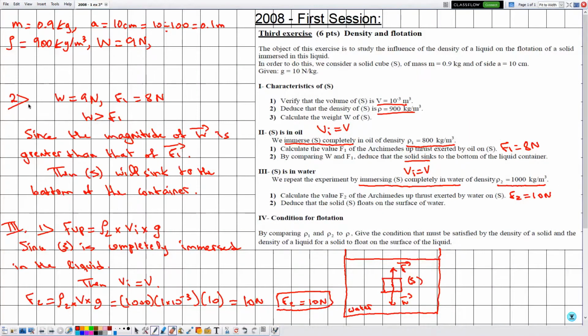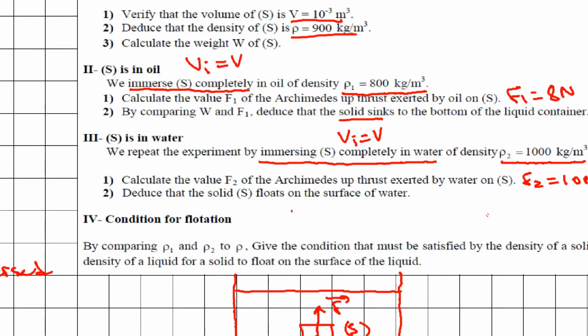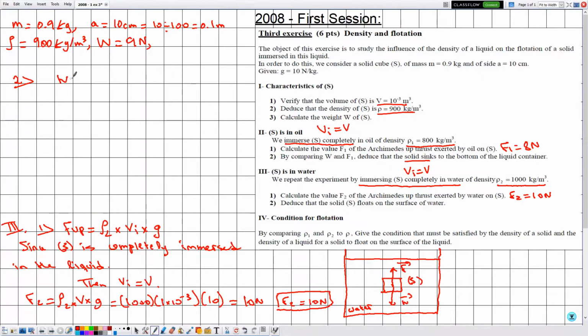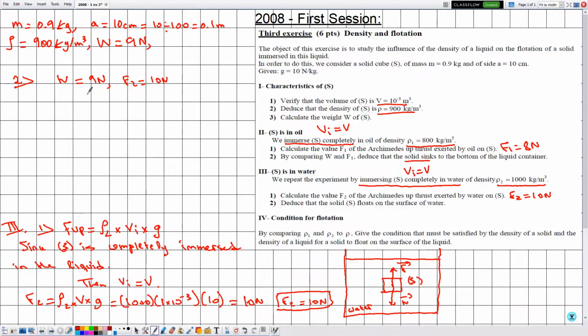Now number 2, deduce that the solid S floats on the surface of water. Notice that in this experiment we are repeating the same steps of part 2 of this exercise, and by deduce it means that we need to use the previous part. Comparing these two experiments, in number 2 we did the comparison between W and F1. So first, in order to deduce, let's compare W and F2, knowing that W is equal to 9 newtons and the value of F2 is given by 10 newtons. By compare it means that we need to say whether W is less, greater, or equal to F2, and in this case it's obvious that F2 is greater than W.